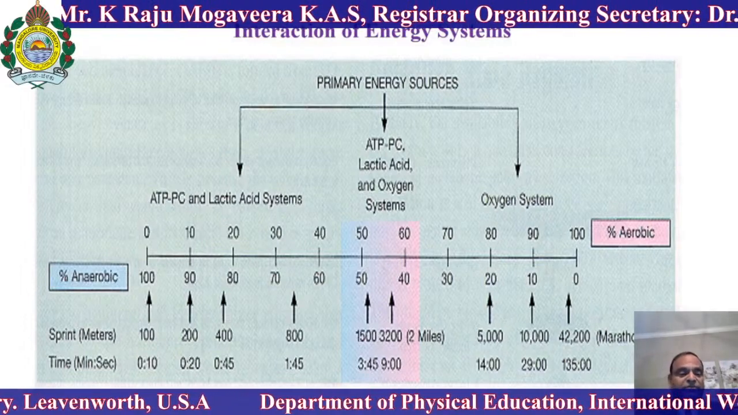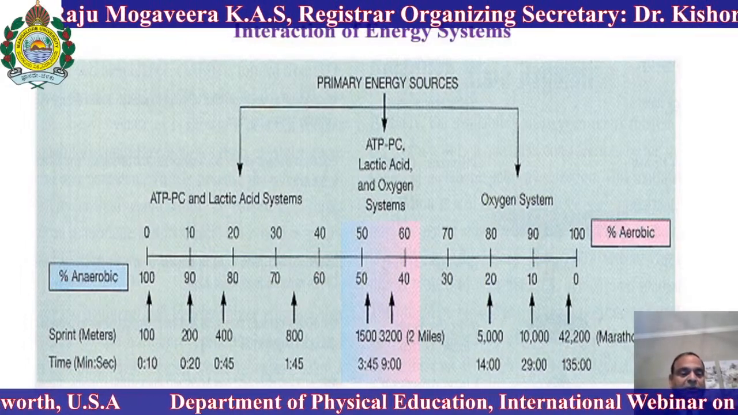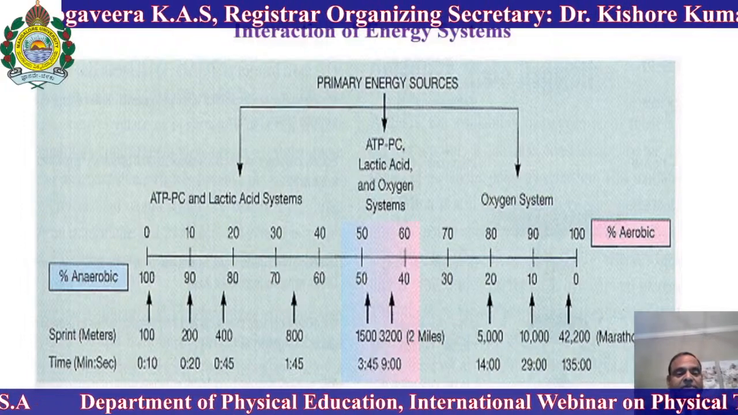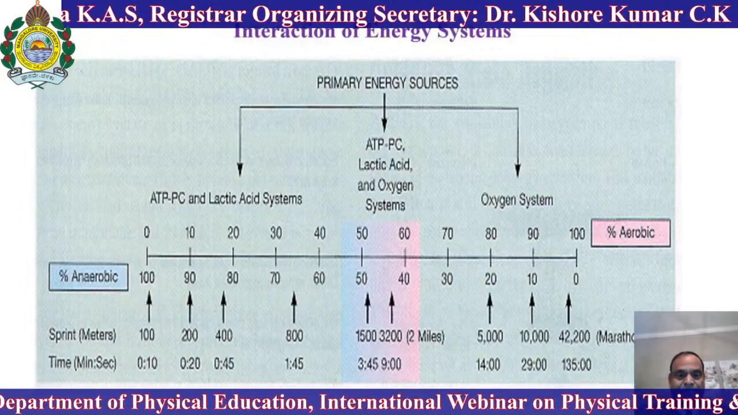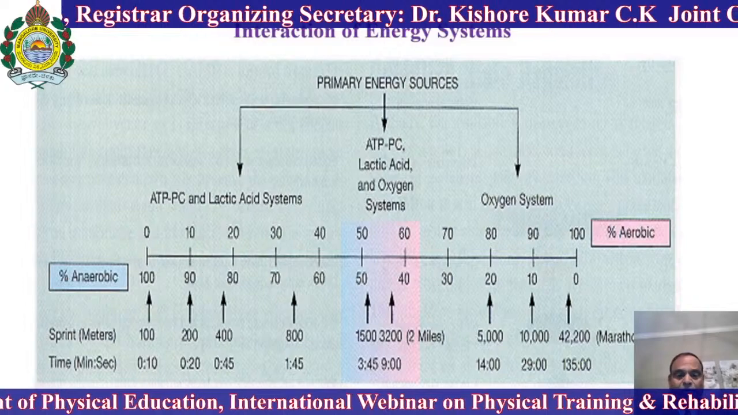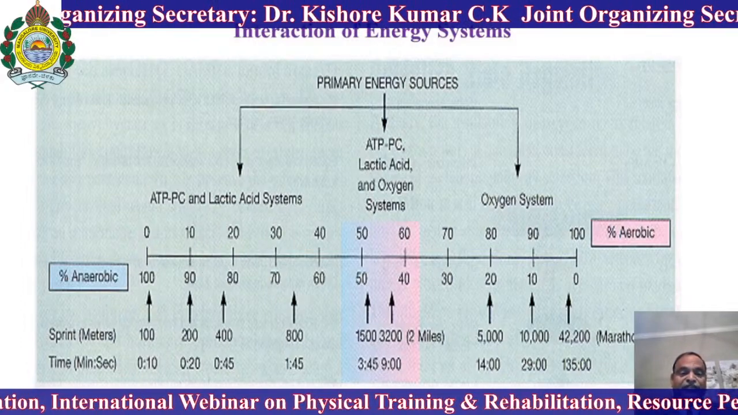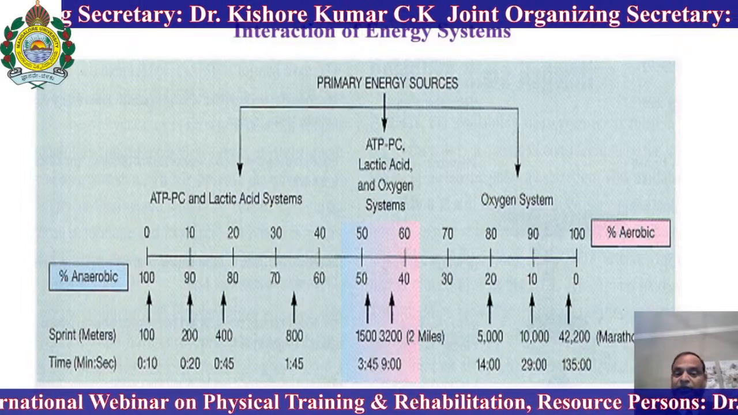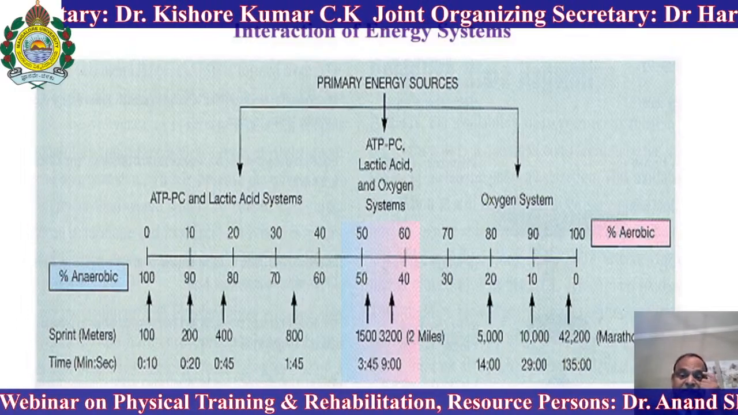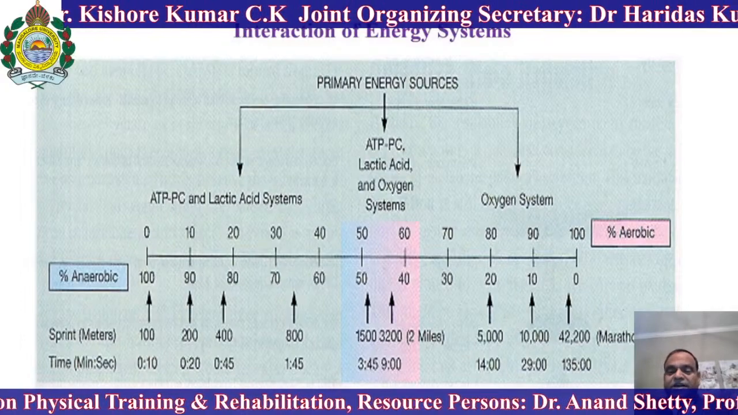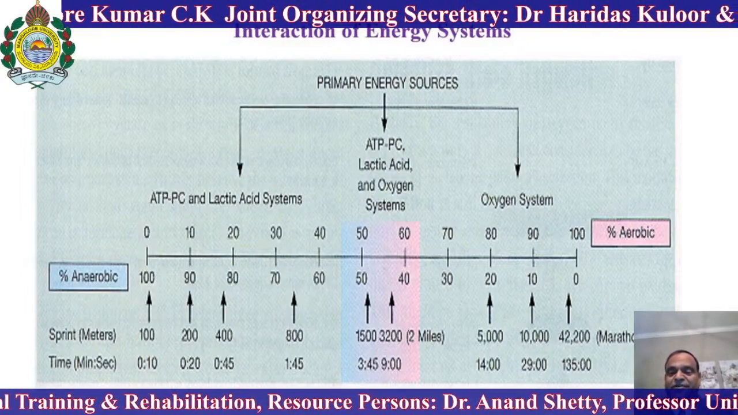Then it goes from 200 meters, anaerobic 90%, aerobic 10%. If you look into the 1,500 meter runner and 3,000, there are 50-50, anaerobic 50, aerobic 50. And if you look into the marathon runner, almost 100% aerobic.